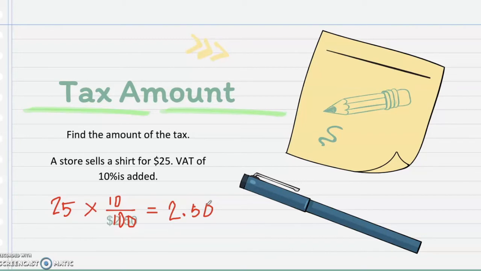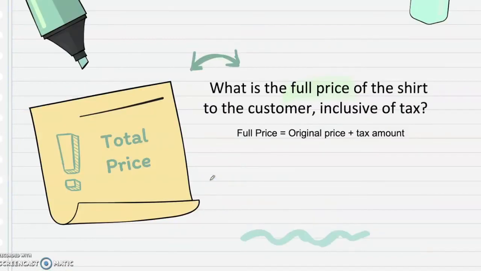But what if they ask you for the total price that the customer has to pay? They would sometimes word it like this: what is the full price of the shirt to the customer, inclusive of tax? Again, inclusive means including. And so we take the original price of the shirt, which was $25, and we simply add the tax. So we're going to add that $2.50 to give us the total price that we have to pay for the shirt, which is $27.50.